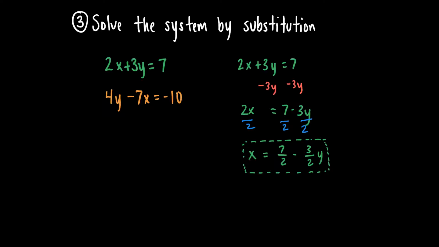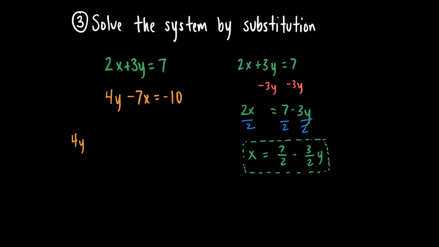Okay, so what we're going to do now is this equation is giving us the exact same information as this original green equation. And so what we're going to do is take this green information and plug it into the orange equation. Never, never, never plug this information back into this equation. Don't substitute for this x with this information, because you'll get basically 7 equals 7, which doesn't help at all.